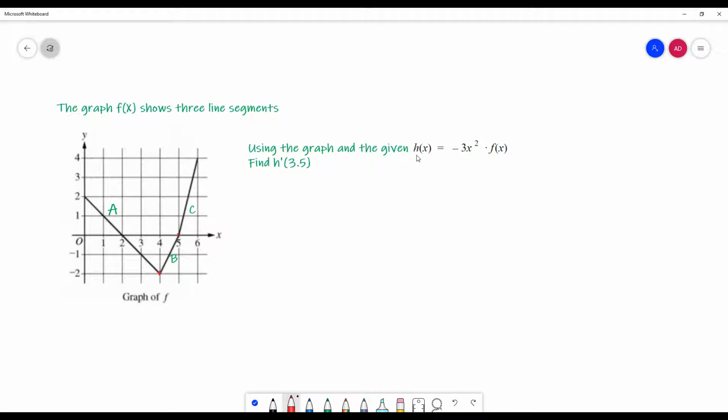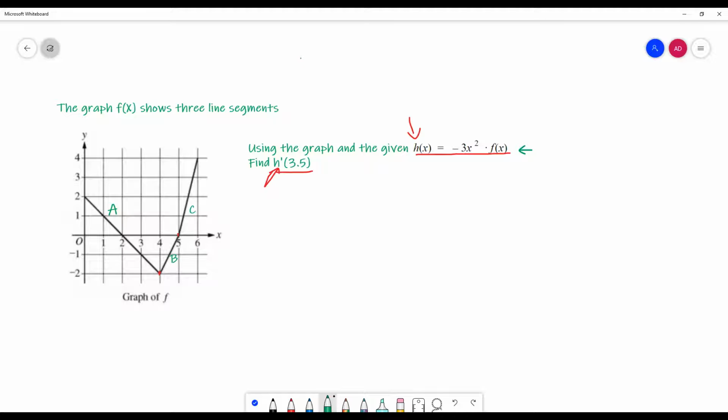Now, you're given the fact that h of x is equal to negative 3x squared times f of x, and you're asked to find h prime of 3.5. Hopefully this is one of many videos you've been watching in calculus. So you know this symbol means I need to find the derivative of h. That's good, we've got that going for us.